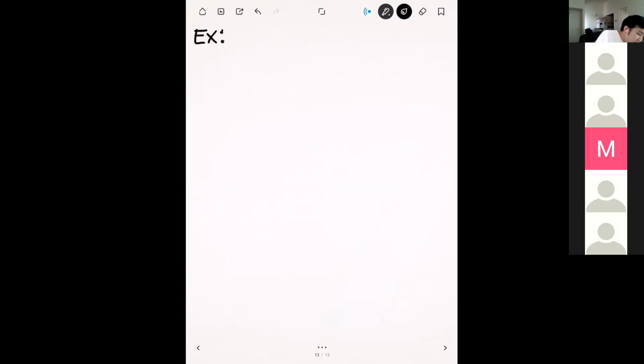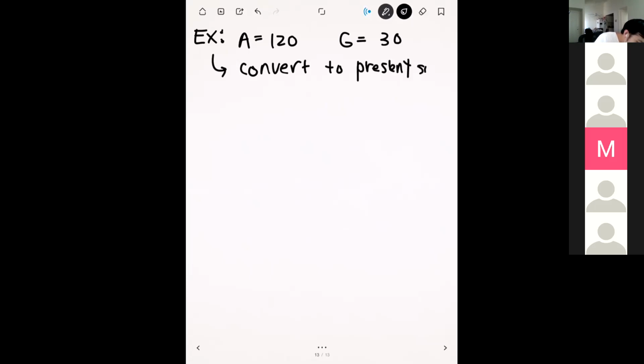This is the example with your friend wanting to set aside money for his car repairs. In this problem we have two cash flows: A is equal to 120, and G is equal to 30. Basically what we were doing is converting these cash flows into a present sum. Our interest rate was 5%, and N is 5.